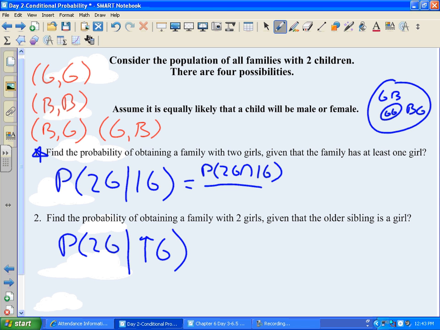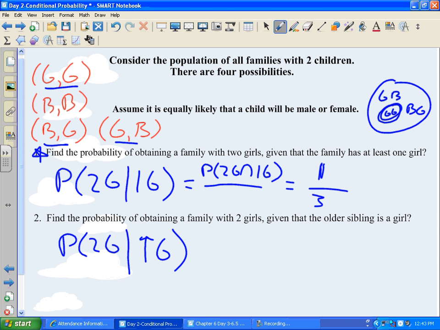The intersection is where they overlap. Everything of girl-girl is in the group of at least 1 girl. So in this case, the intersection of 2 girls and 1 girl is just right here. And that's 1. There's only 1 place where that happens when you get girl-girl. Divided by, well, how many ways are there to have at least 1 girl? 3. 1, 2, and 3. The probability is 1/3.